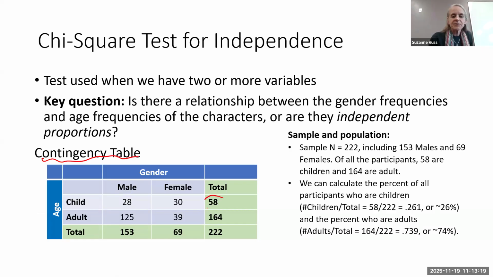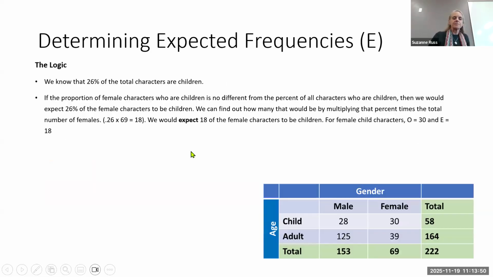We can take this 58 who are children and divide it by the 222. We know that 26.1% are actually children. And the percent who are adults, 74%. Same formula we looked at before. We're taking the number of children and dividing it by the total to get a percent. All right, 26%. And we can do the same here. And so these are the kinds of calculations that we'll be doing in this problem.